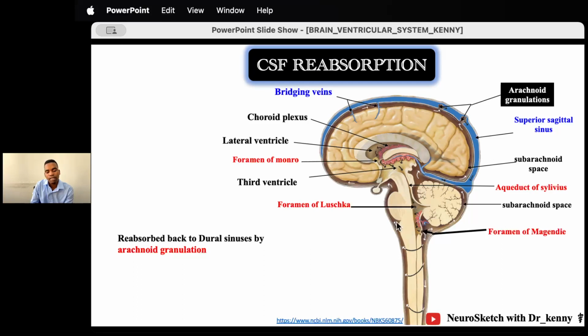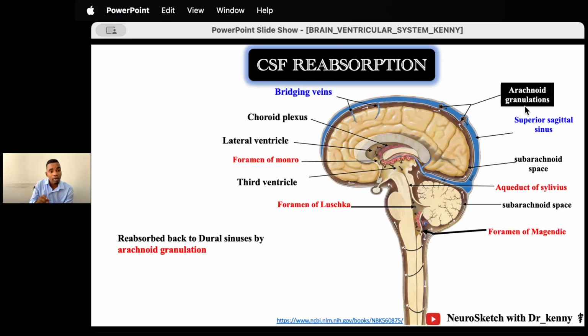But we've seen in the brain we also have some pockets of dilatation within the subarachnoid spaces. These pockets are called the cisterns, and then from the cisterns it also enters the subarachnoid spaces and it circulates throughout the brain. Now, after circulation, this fluid will have to be reabsorbed back to the system, and it's being reabsorbed by the so-called arachnoid granulations.